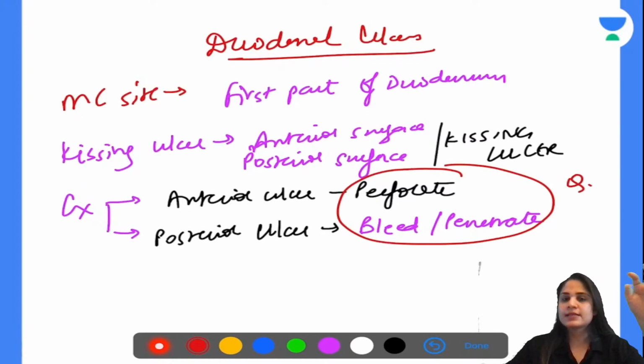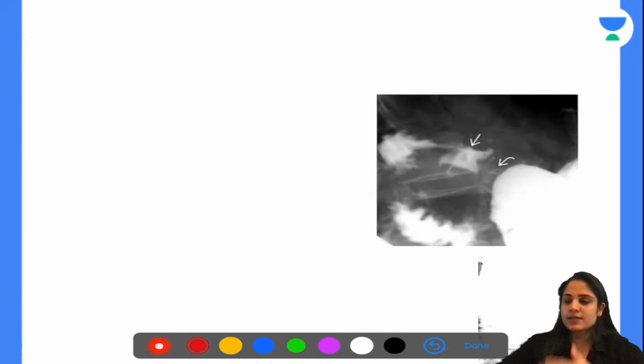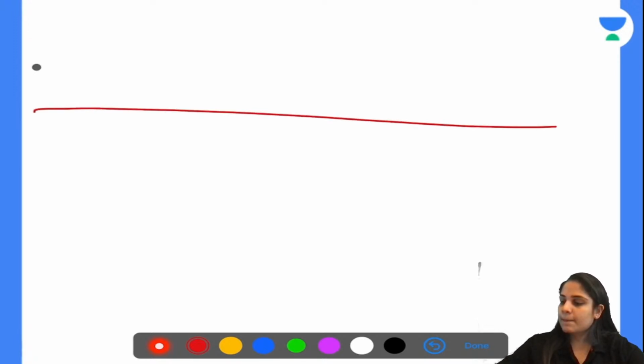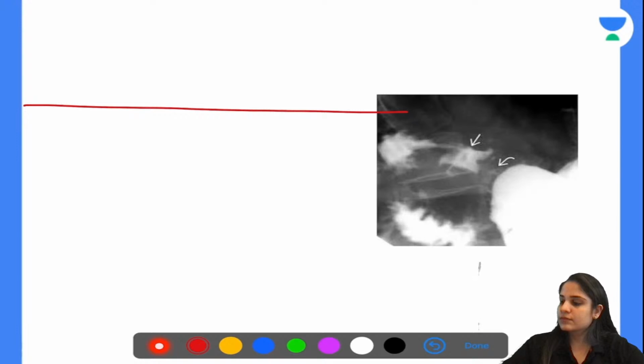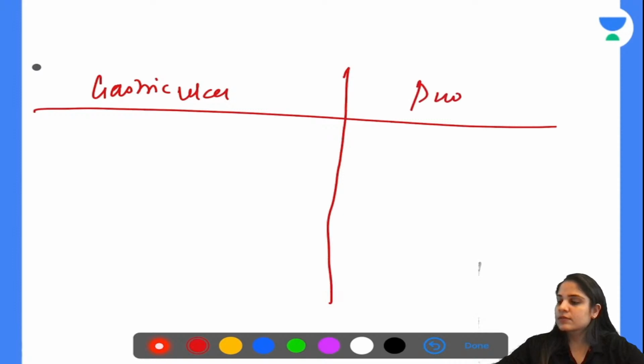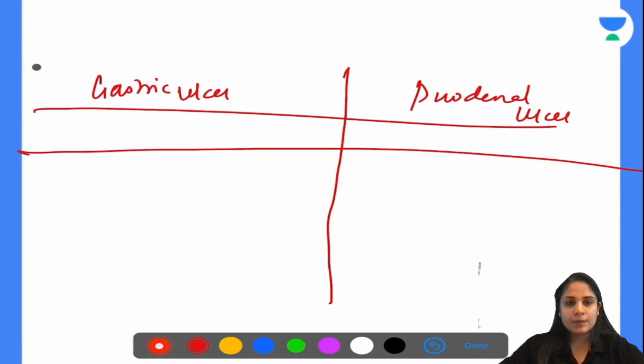So I'm marking this as a question. Remember, posterior will bleed. All right. Now, what are the major differences between a gastric ulcer and a duodenal ulcer? So I will write the topic, subtopic, and you have to tell me about it. So, when do you get the pain? What is the time of getting pain in this ulcer?